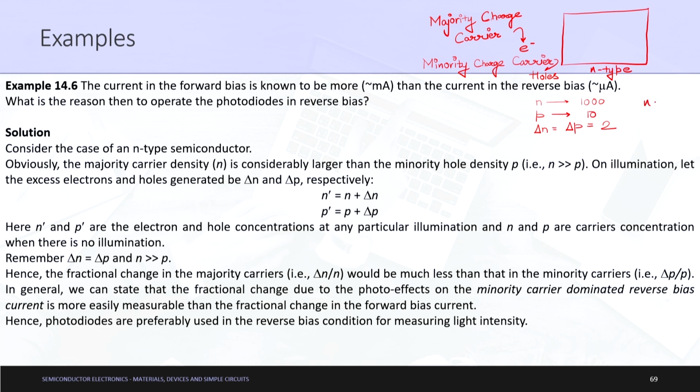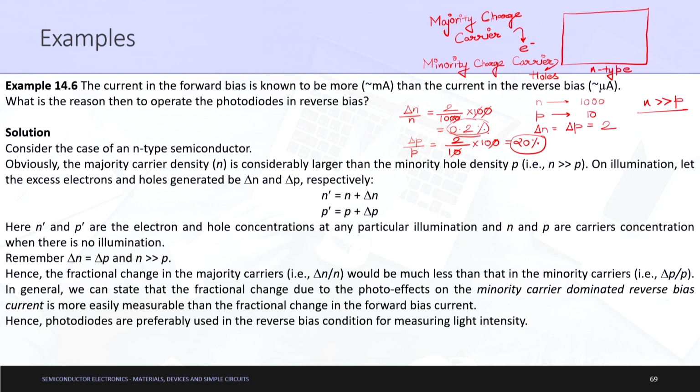So, it is quite evident that n is greater than p, correct. Now if we calculate the value of delta n by n, what will be this value? This value will be nothing but 2 by 1000. If I calculate this in percentage, then this will be equal to 0.2%, correct. Similarly, delta p by p would be equal to 2 by 10 into 100, which will be equal to 20%, right. So, you can see clearly that the fractional change in the majority carrier, that is delta n by n, would be very much less. It is just 0.2% and the other is 20%.